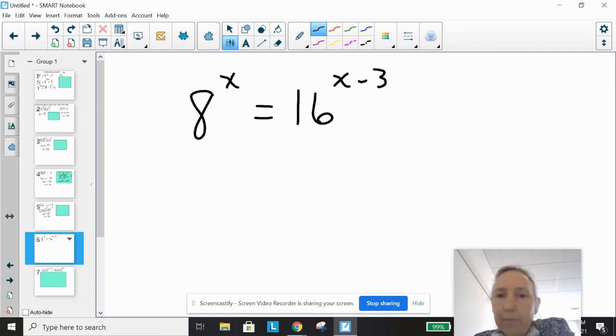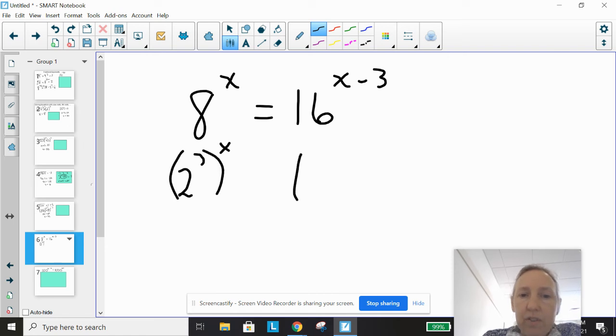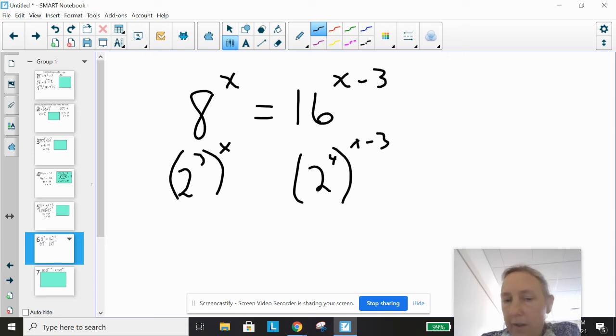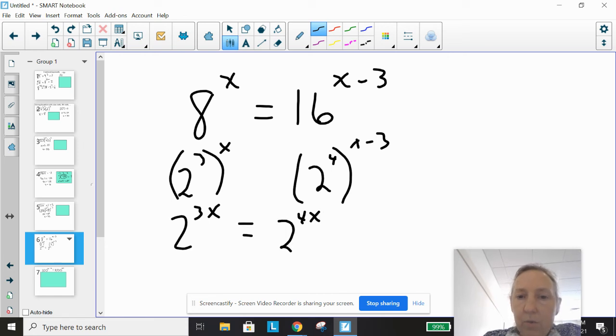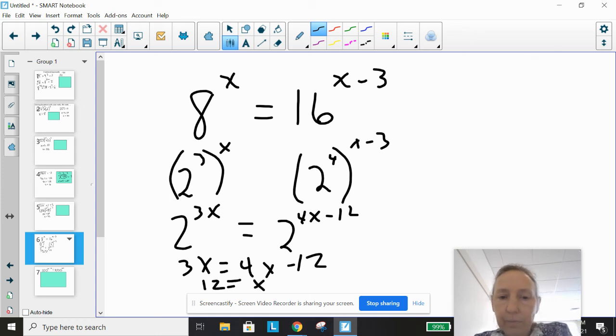And then here's our last topic. If I want to solve this, I need to get these to a common base. Both 8 and 16 are powers of 2. So I'm going to change 8 to 2 to the 3rd, and I'm going to change 16 to 2 to the 4th. You know when you raise a power to a power that you multiply your exponents. So this becomes 2 to the 3x, and this becomes 2 to the 4x minus 12. Don't forget to distribute your 4. And then when I'm here, the exponents have to obviously be equal to each other. So I get x is 12.